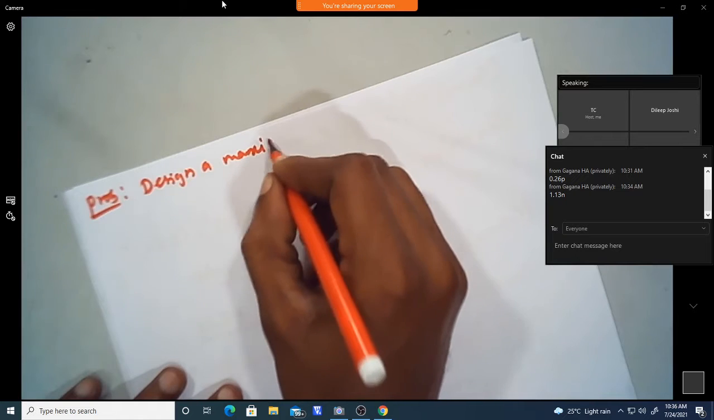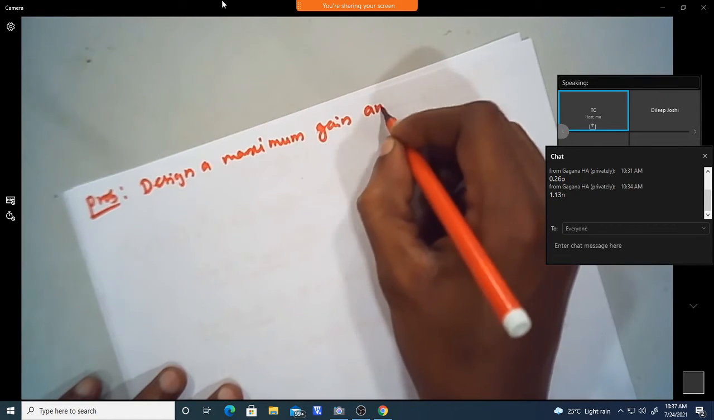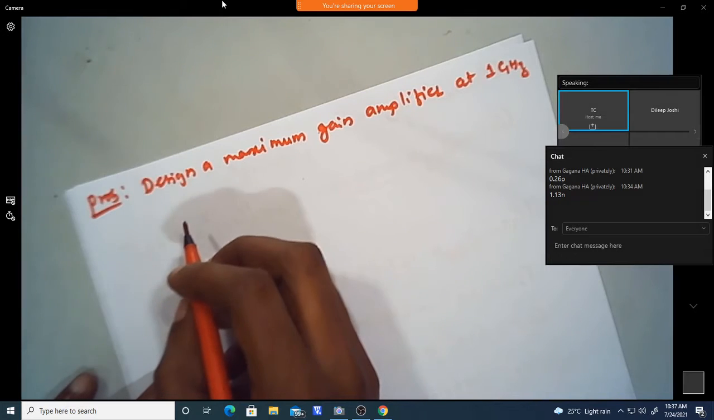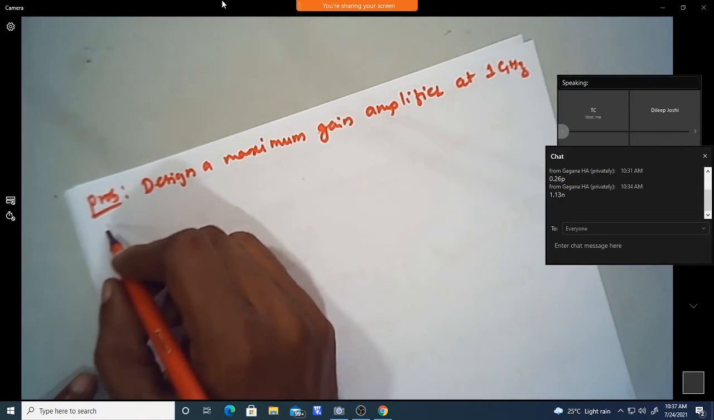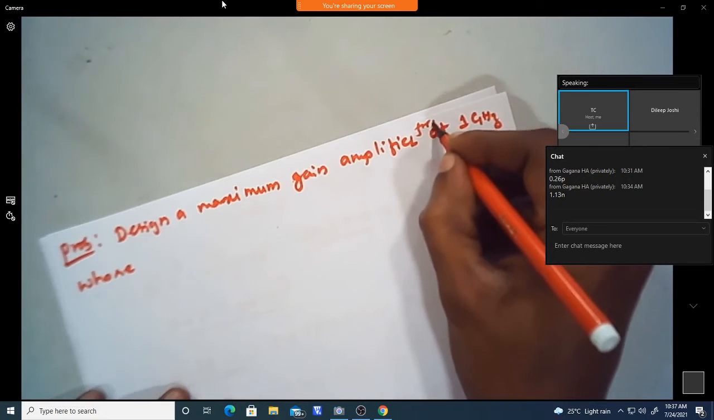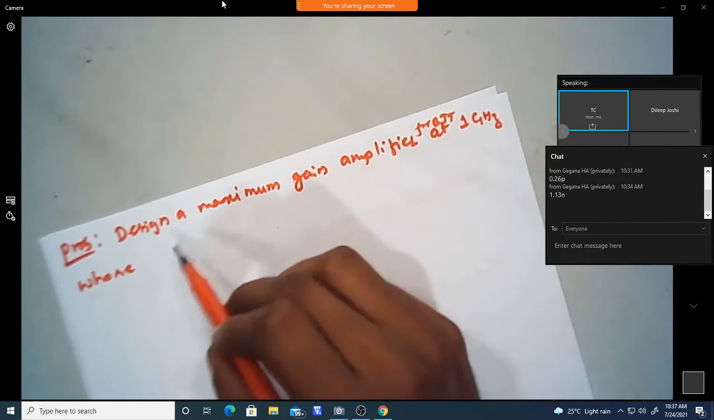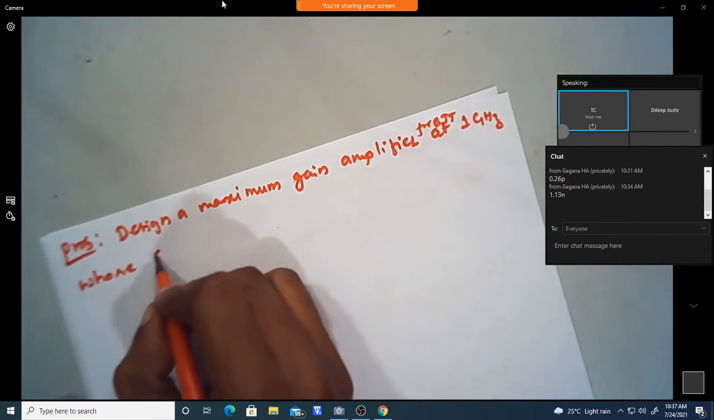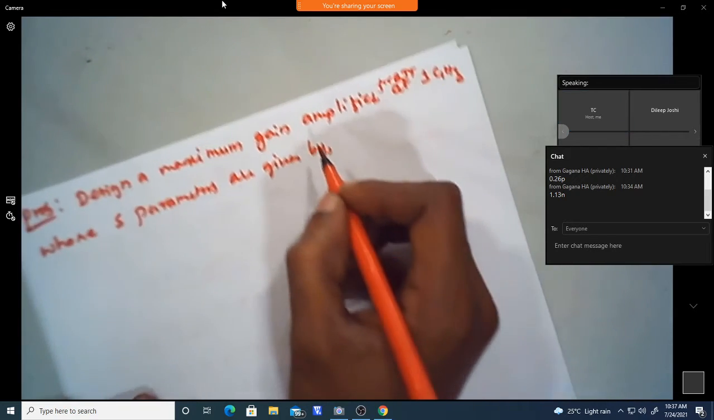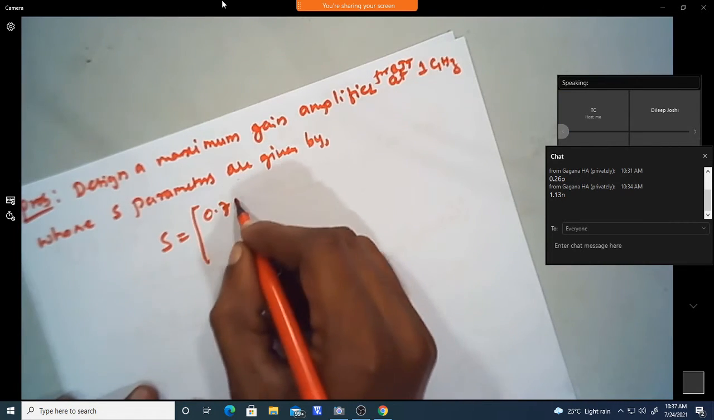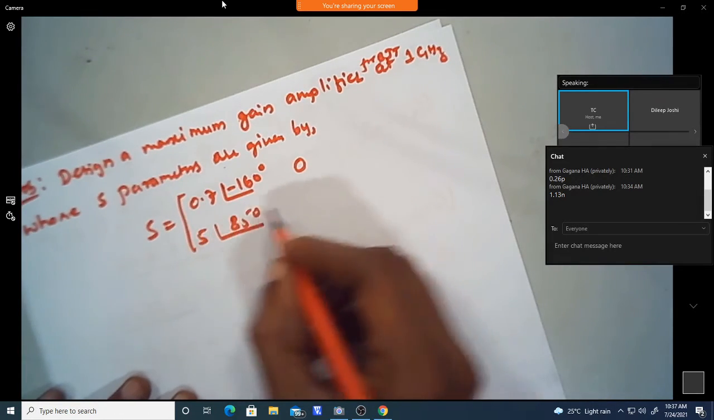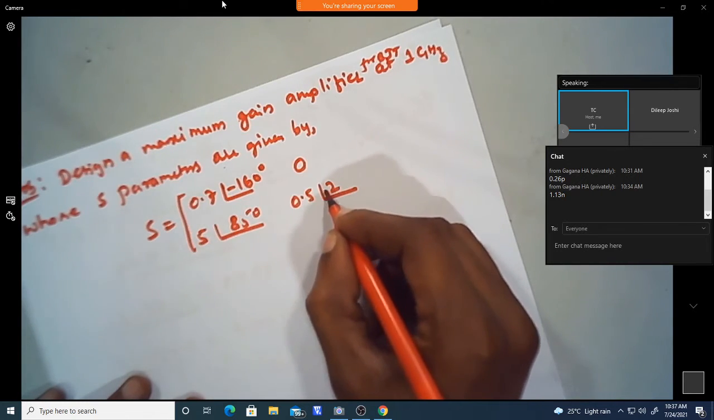Design a maximum gain amplifier for a BJT at 1 gigahertz, whose S parameters are given by S11 equal to 0.7 at an angle minus 160 degrees, S12 equal to 0, S21 equal to 5 at an angle 85 degrees, and S22 equal to 0.5 at an angle minus 20 degrees.